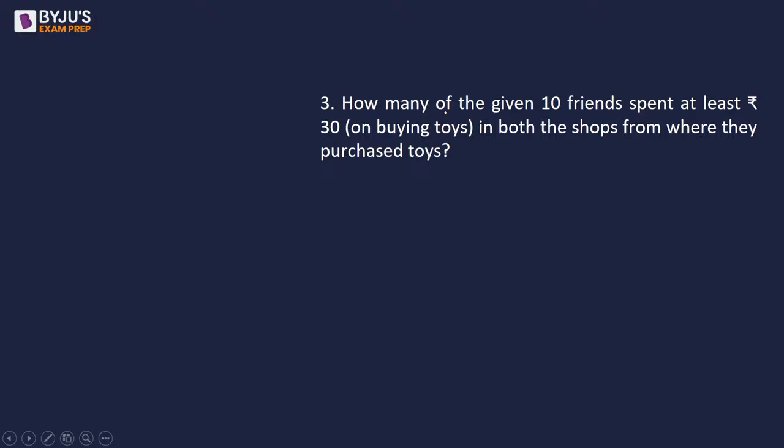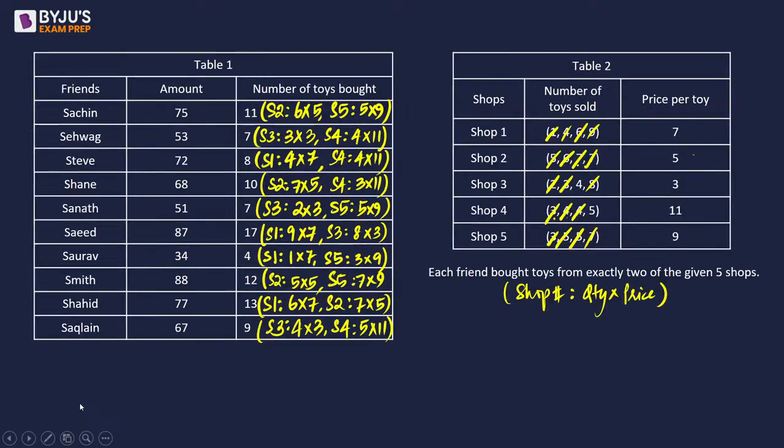Okay. How many of the given 10 friends spent at least rupees 30 on buying toys in both the shops where they purchased toys? So they should spend at least 30 rupees, right? Let's see. Sachin, 30 and 45. Yes. Shehwag is only 9. Steve is only 28. Shane is 35 and 33. Second guy. Sanath is 2 into 3, 6. Saeed is 8 into 3, 24. Saurabh is just 7 rupees.